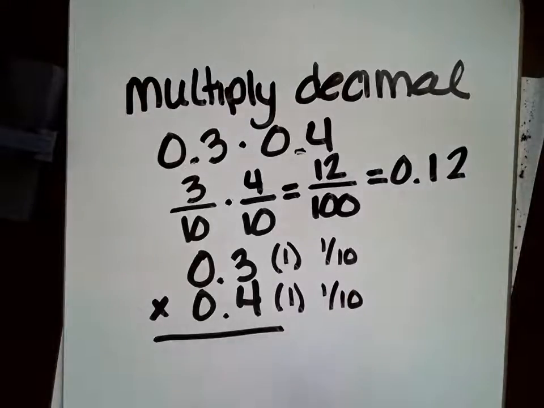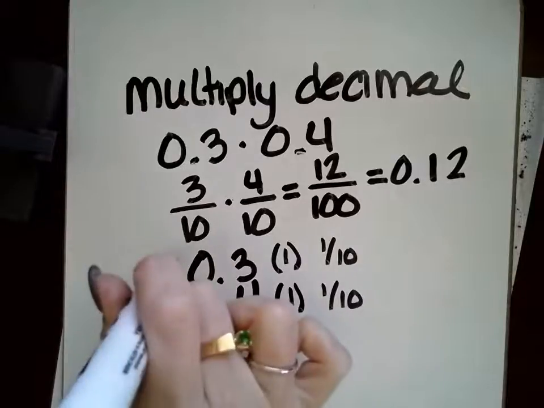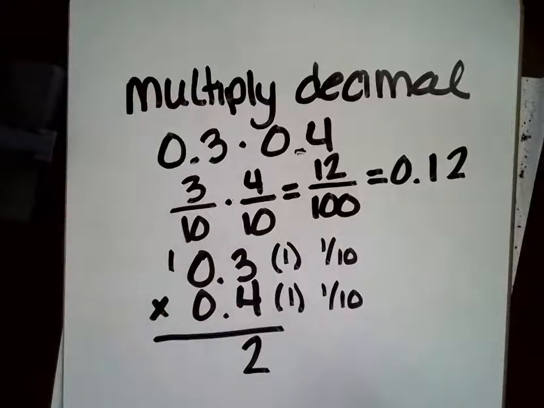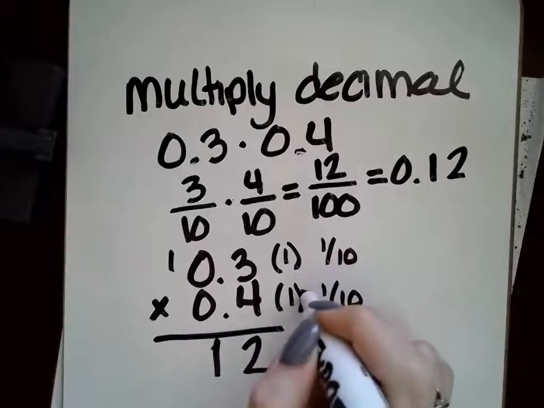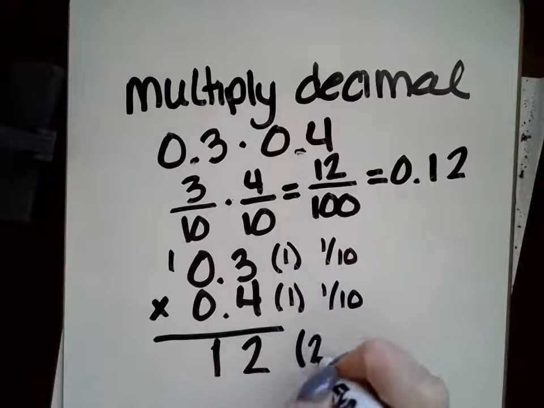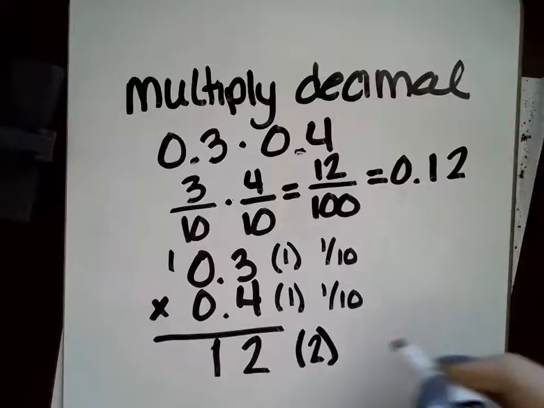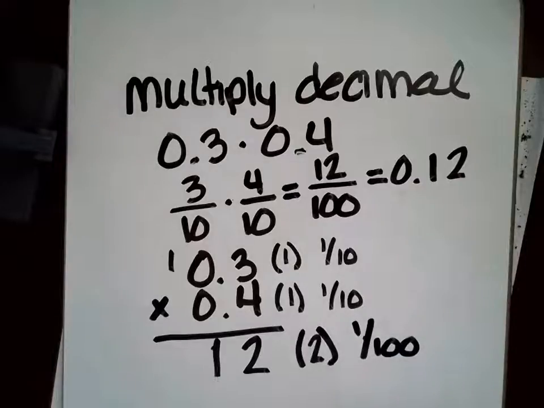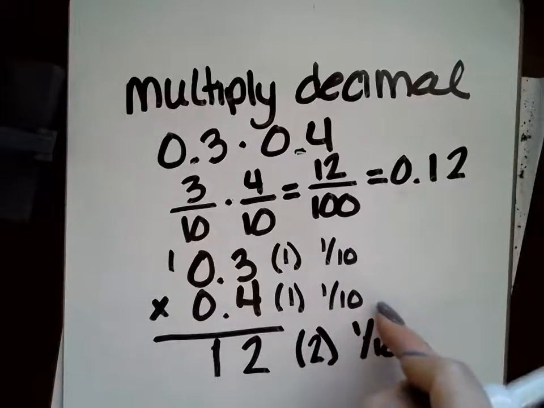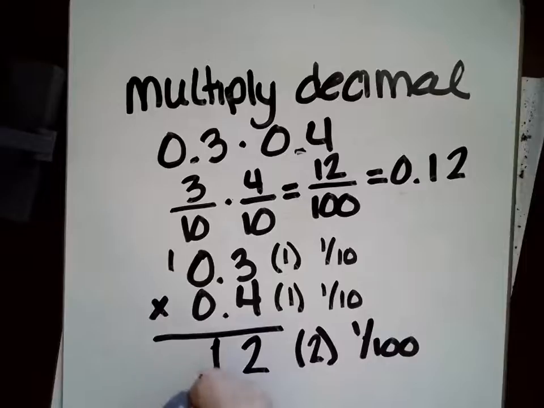So we're going to do the multiplication as normal. 4 times 3 is 12, carry the 1. 4 times 0 is 0, bring down your 1. But because we have a tenth and a tenth, this tells us that our answer is going to be carried out to 2 decimal places, or we're going to have 1/100ths, because 1/10 times 1/10 is 1/100th. So 0 and 12 hundredths.